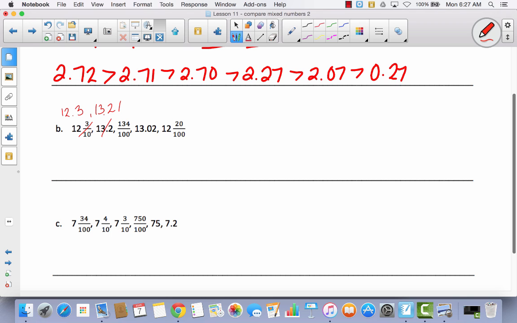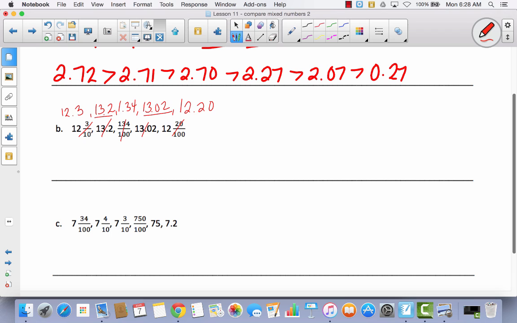So that would be 1 and 34 hundredths. And then I've got 13 and 2 hundredths. I didn't do anything to it. And then my last one is 12 and 20 hundredths. Okay, so now I've got them all rewritten. And I'm trying to find the one that's the largest. So I'm going to look at these whole numbers. I've got 12, 13, 1, 13, and 12. So either 13 and 2/10 is the largest, or 13 and 2 hundredths is the largest.